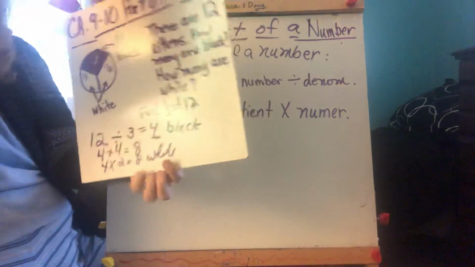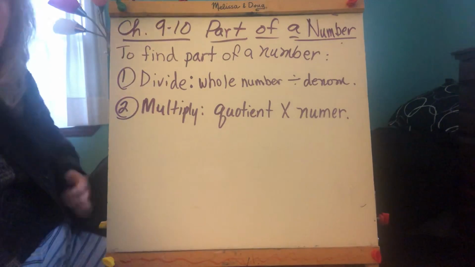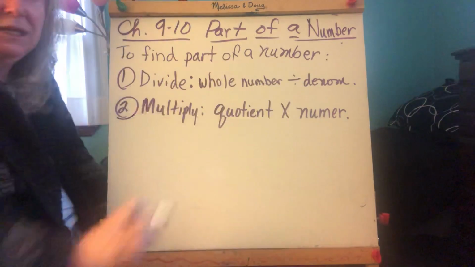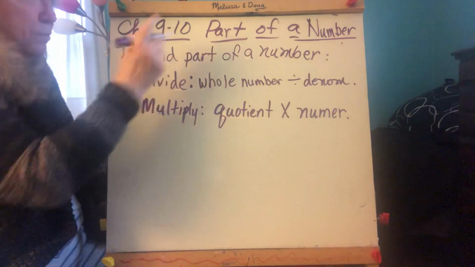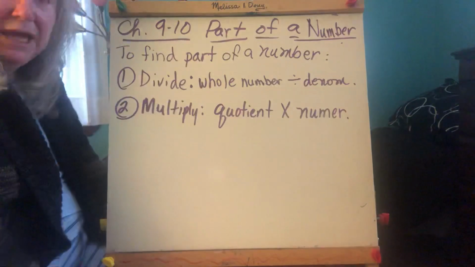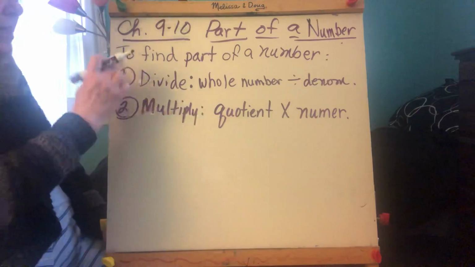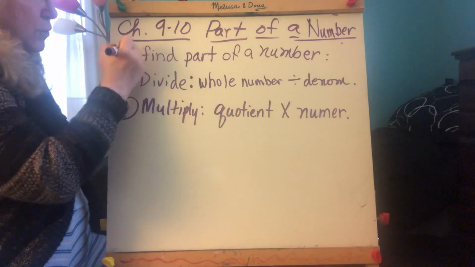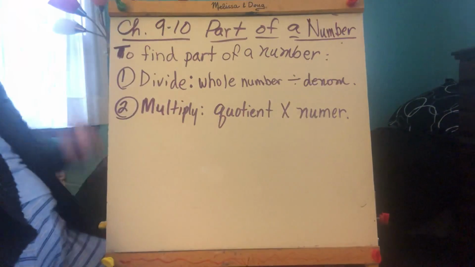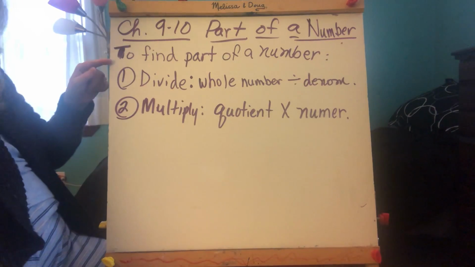Okay, so here's what you should do. You should pause your video as soon as I read this to you. You should pause the video and copy this into your notebook. Put chapter 9-10, part of a number, put today's date, which is 4/24/20 on the top of the page, and then copy 2, find part of a number, colon, then skip a line. I couldn't skip because I don't have that much space on the board, but you should skip a line.